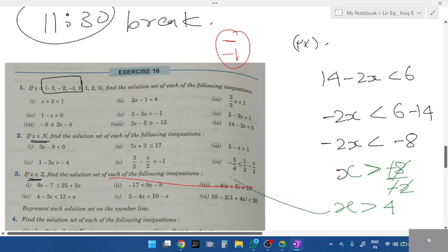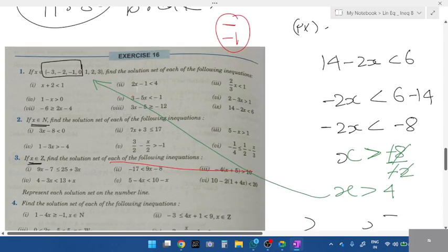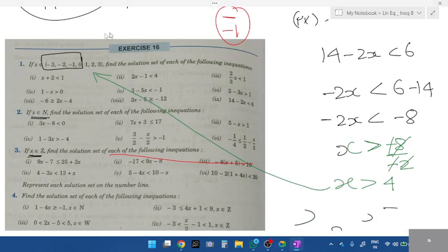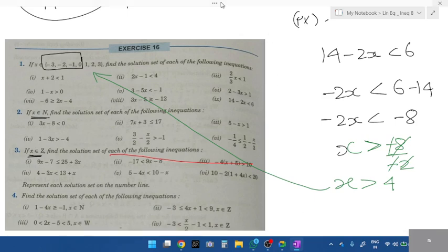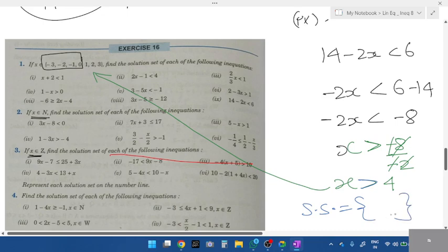Do we have any number greater than 4? No. In number line or other thing, do you know null set? What a null set means? Whenever the answer is not given, students, solution set will be empty. Just leave it empty like this. Because there are no numbers greater than 4. This is the answer. The solution set should be empty.